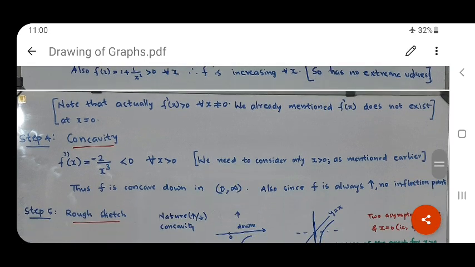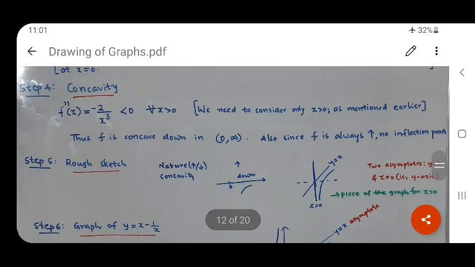Then step 4 is the concavity. F double dash of x is minus 2 divided by x cube. Minus 2 by x cube is less than 0 for every x greater than 0. Because it is an odd function symmetric about the origin, we need to consider only x greater than or equal to 0, which we have already mentioned. Since it is negative, f is concave down on 0 to infinity. And since it is always increasing, there is no point of inflection.